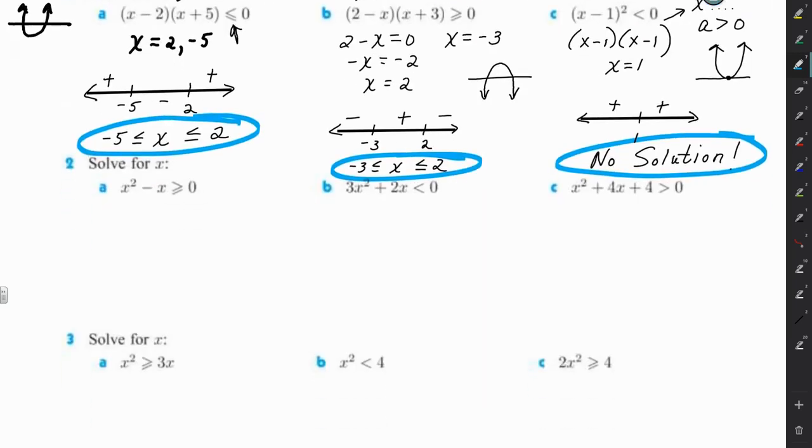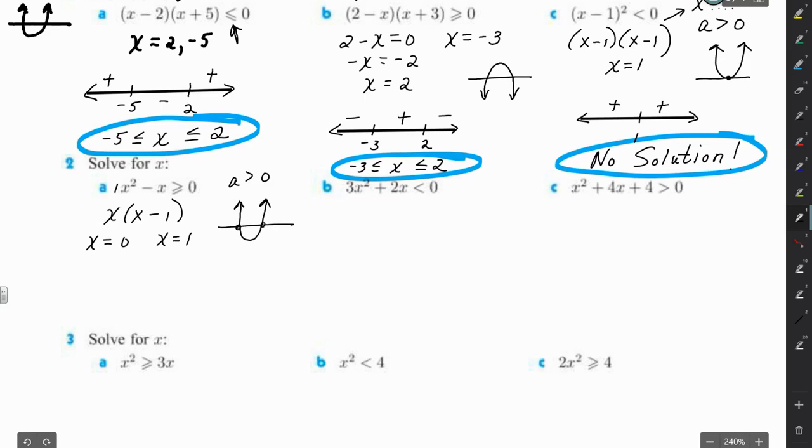Okay. Moving on to number 2, 2a, b, and c all need to be factored before we can continue on. The only thing we can do when we have a binomial is pull out the GCF. So now we find the intercepts. We get intercepts at x equals 0 and x equals 1. The value of a is just 1. A is greater than 0, so we know our parabola is going up, and we have two intercepts. Draw your sign diagram.